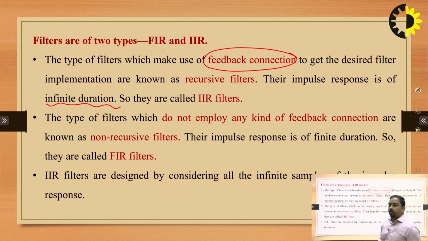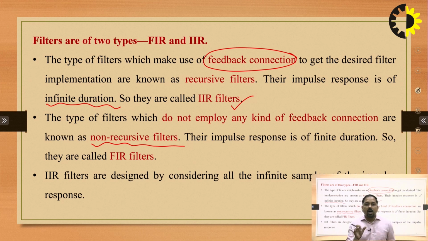So that's why these types of filters are called infinite impulse response filters, IIR filters. Whereas the types of filters which do not employ any kind of feedback are called non-recursive. If there is no feedback, it is called a non-recursive filter, and the impulse response of these types of filters has a finite duration. So that's why these filters are called finite impulse response filters. So these are the differences between the FIR filters and the IIR filters.